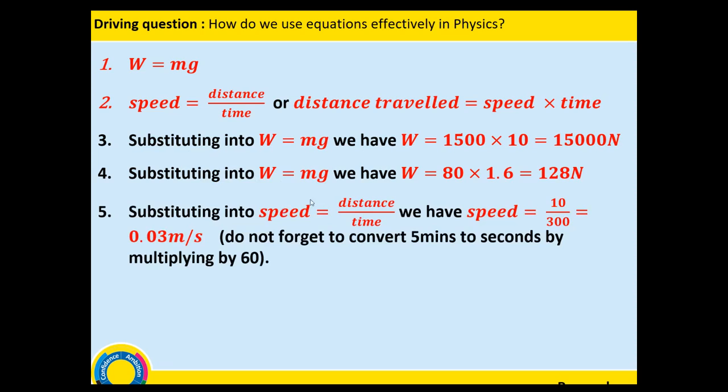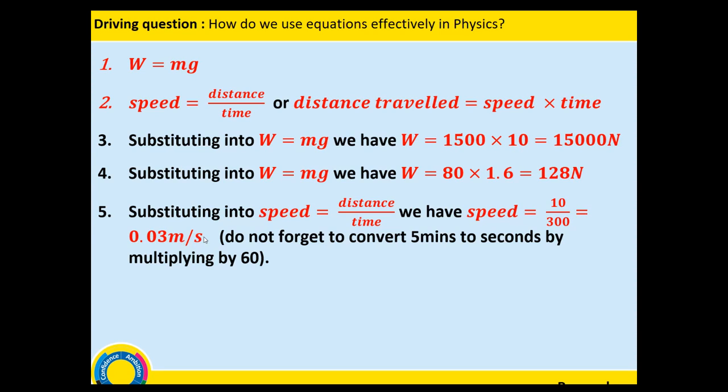Once that has been done, you substitute into your equation. Speed equals the distance, which is 10, divided by the time, which is 5 times 60, which is 300. And our answer is 0.03 meters per second. Do not forget the unit of speed, meters per second.